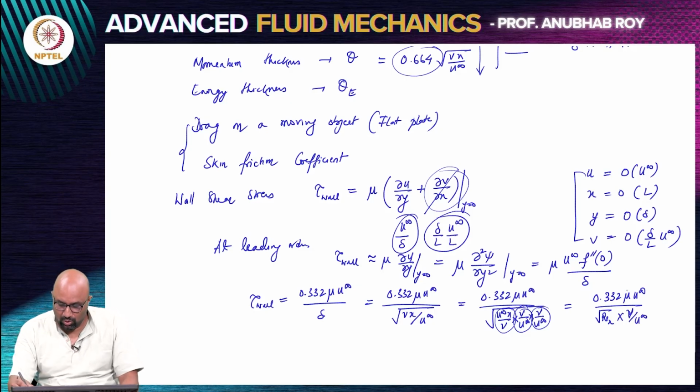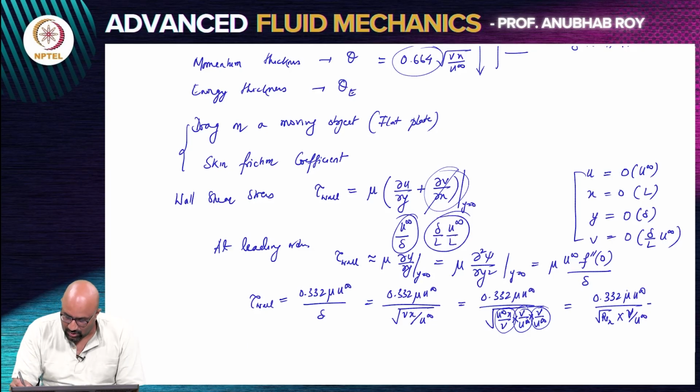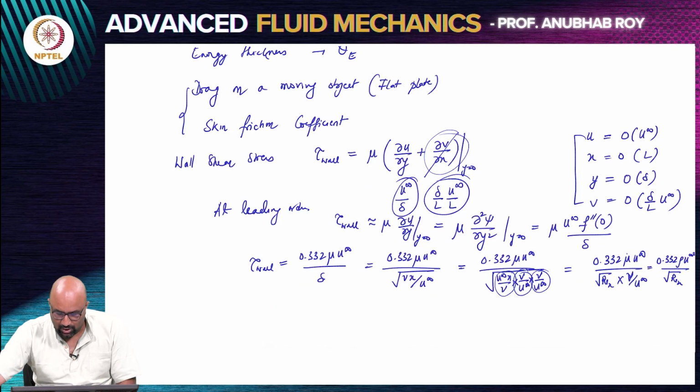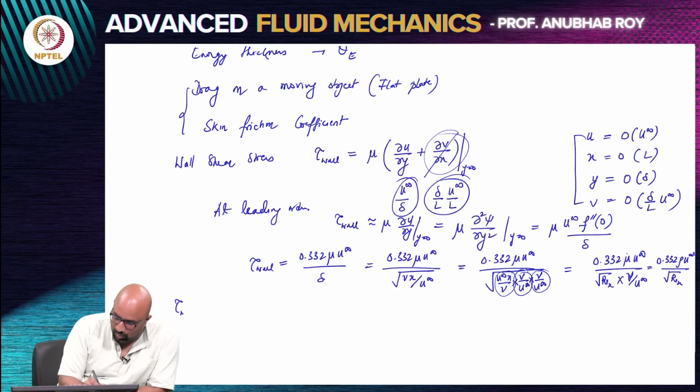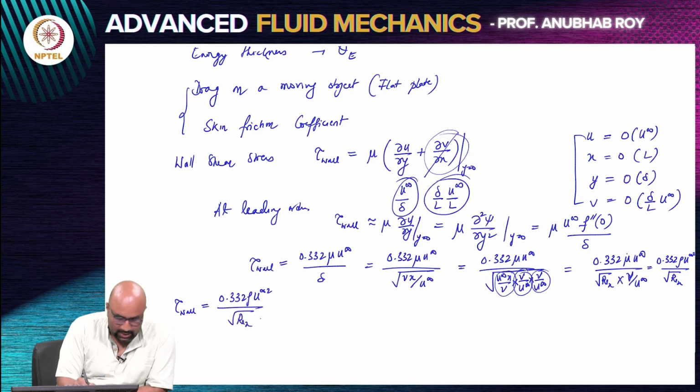Now, what is mu by nu? What is dynamic viscosity by kinematic viscosity? It's rho, the density. So, this is 0.332 rho u infinity square by square root Rex. So, what you have here is that the wall shear stress is equal to 0.332 rho u infinity square by square root Rex.